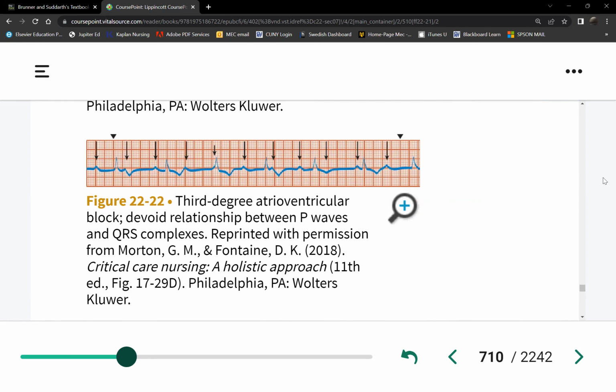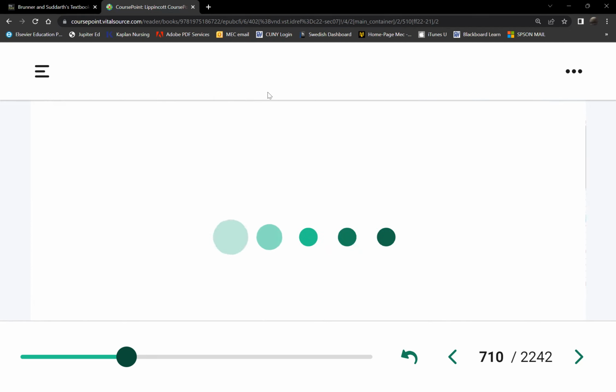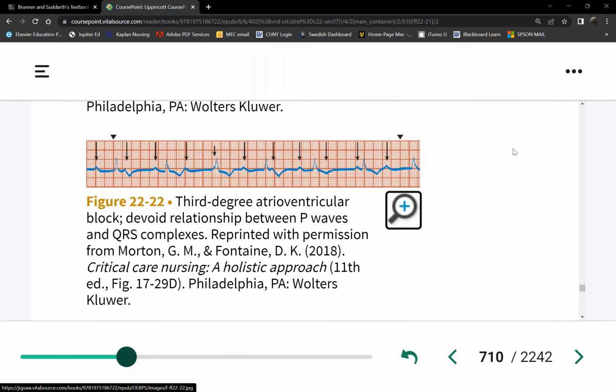You need some more description. So if we look at the P waves here, this is the P wave, right? P wave there, P wave here. Look at the regularity. Look at the rhythm of the P wave. Is it regular? Yes. So you have a regular P wave.